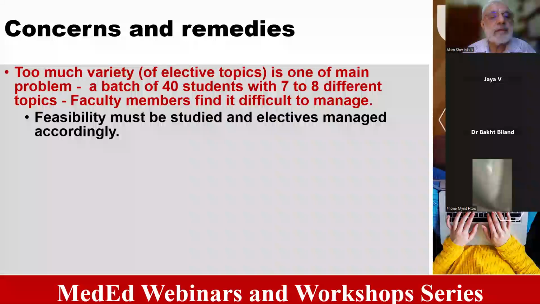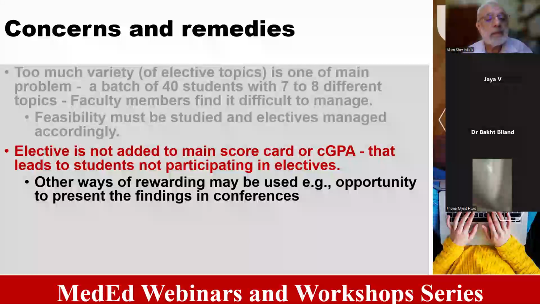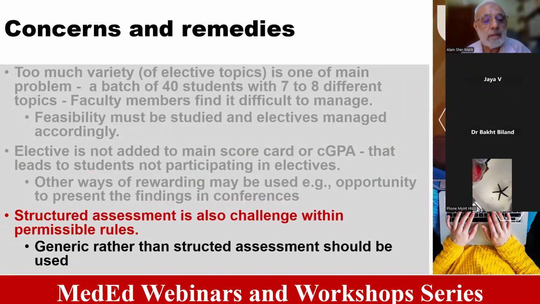So definitely the institution can limit the number of elective topics based on the feasibility. Electives are not added to the main scorecard or CGPA, which leads to students not participating in electives. Yes, that's true, but other ways of awarding may be used, which we have discussed previously, and opportunities, for example, to present findings in conferences.